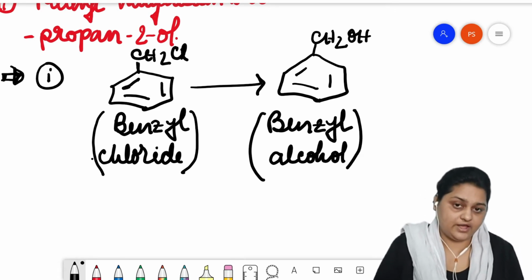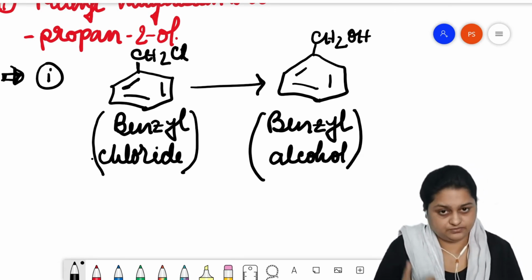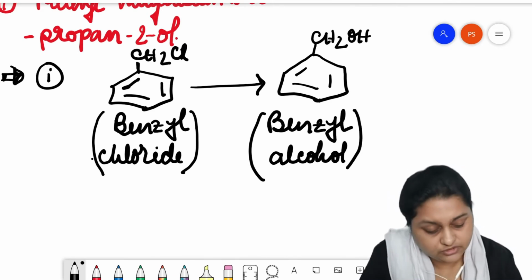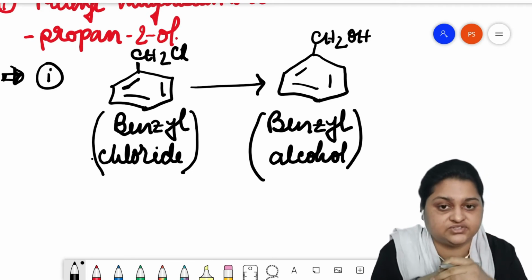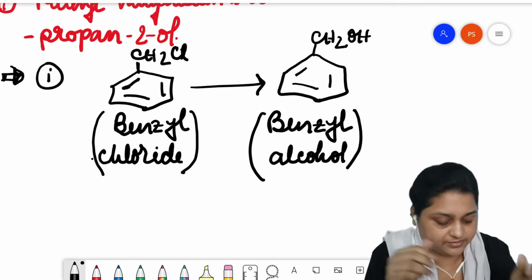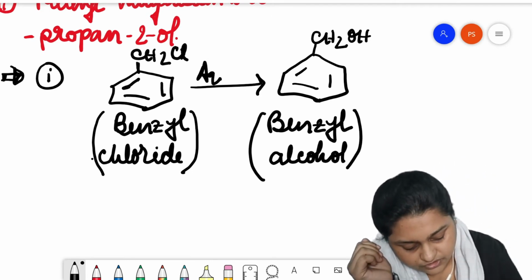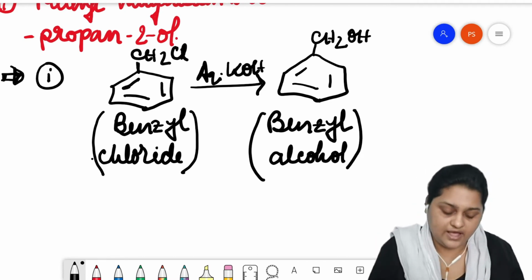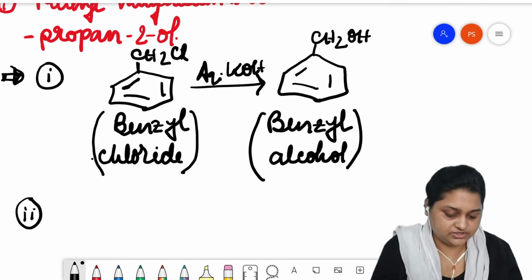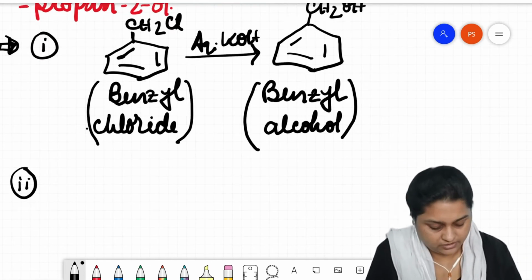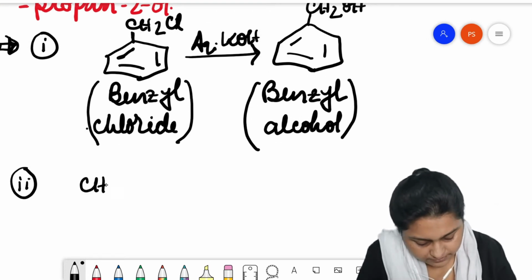So the conversion is very easy. If we add aqueous KOH solution and do the substitution reaction in aqueous medium, OH minus acts as nucleophile, and the substitution reaction will happen. So we need to add KOH aqueous solution, and this will happen in just one step. The second conversion is methyl magnesium bromide.